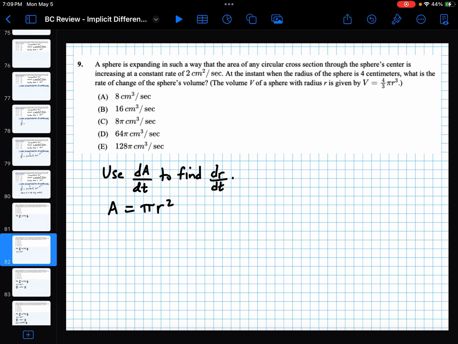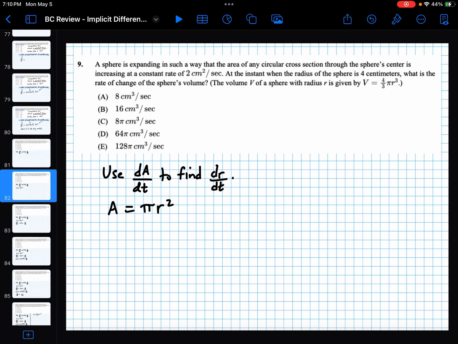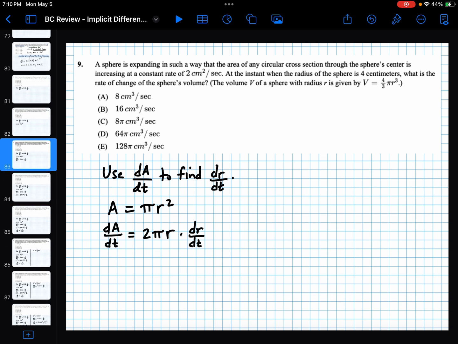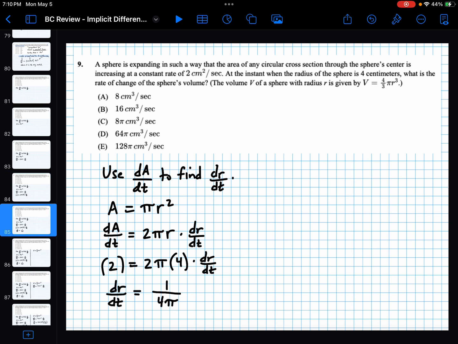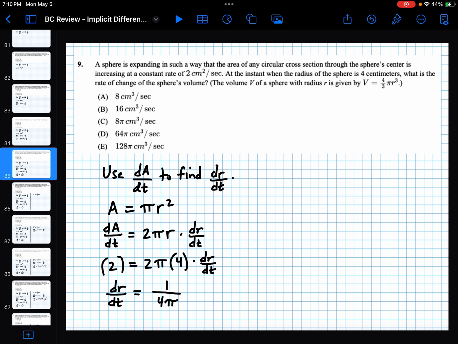So the area of a circle is pi r squared. We're going to take the derivative of everything with respect to time to get that, just like in the earlier question. And when I do my substitutions here, I know what r is at this moment. It's 4 centimeters. I know dA dt is increasing, so it's positive, and that's 2 square centimeters. And when I solve for dr dt, I get 1 over 4 pi. So that's my dr dt.